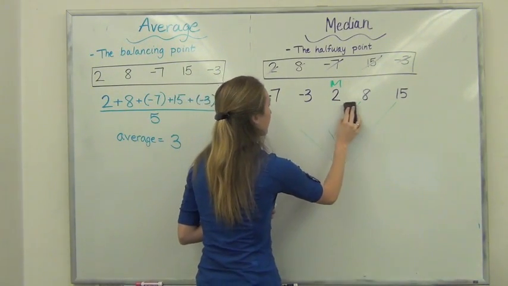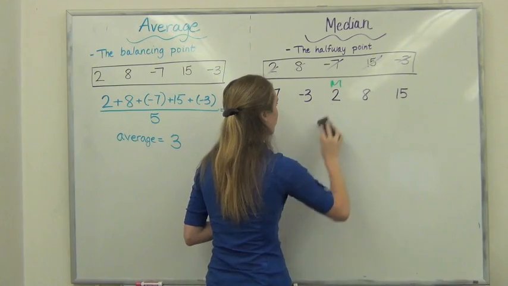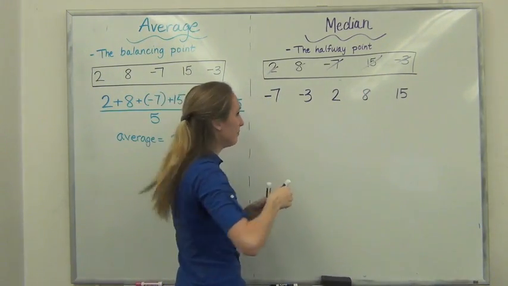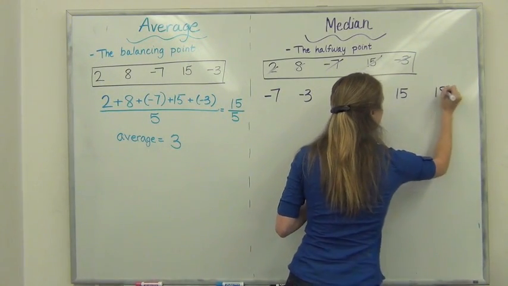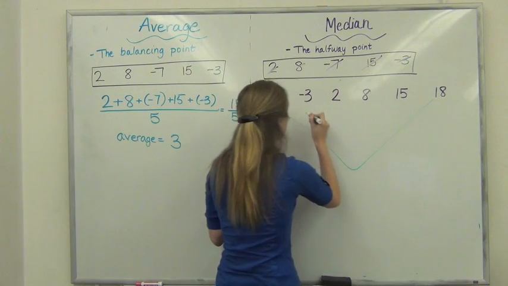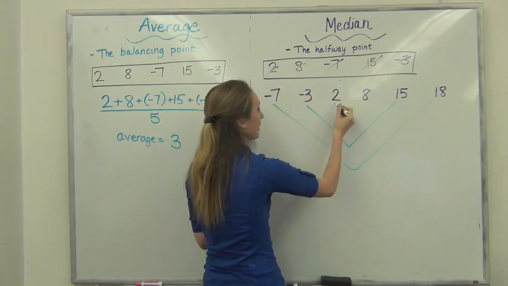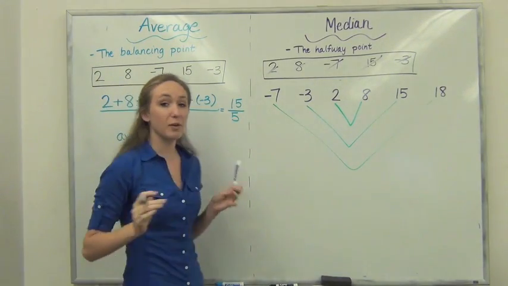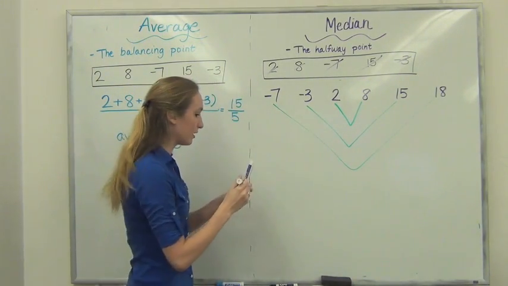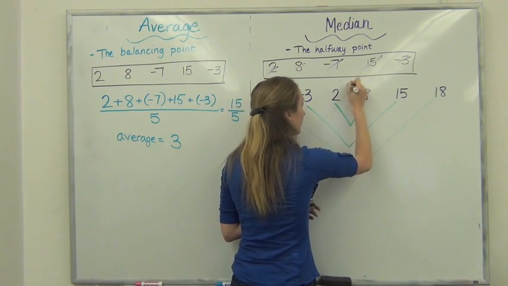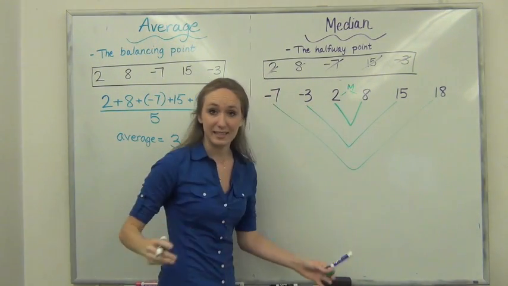So let's just get rid of that. And let's just add another number on top. Let's say that we added 18 to the list. Now when we start lining up dance partners, smallest with the biggest, second smallest with the second biggest, third smallest with the third largest, you can see that everybody has a partner. So what's the middle point? So our median is going to lie in the middle of 2 and 8.